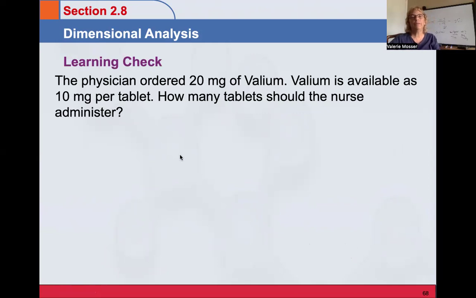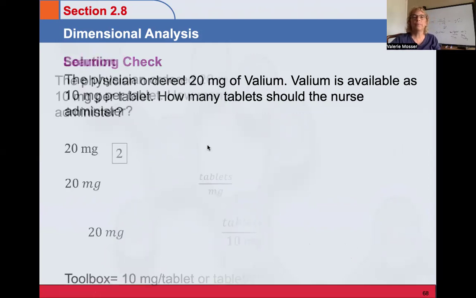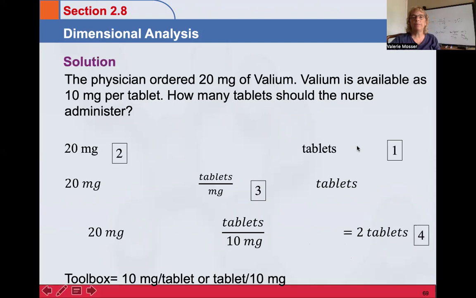So hopefully you had a minute to work on this problem. We're looking for a number of tablets. The physician ordered 20 milligrams. We're going to use our 10 milligrams per tablet or tablet per 10 milligrams in our toolbox. We're going to put milligrams on the bottom because we want to get rid of those and put tablets on top because that's in our answer. And then 20 divided by 10 gives us 2 tablets for our answer.